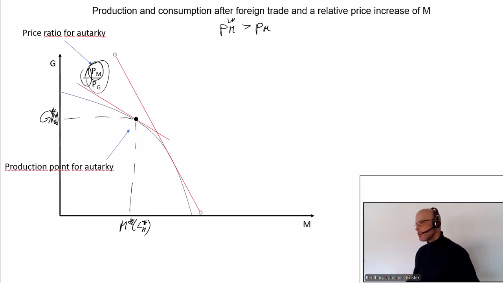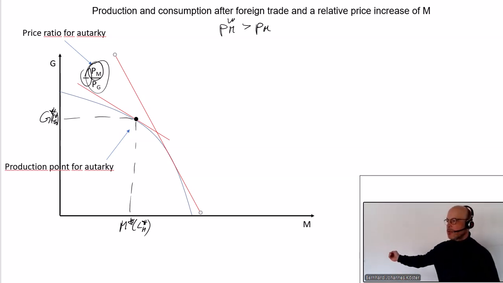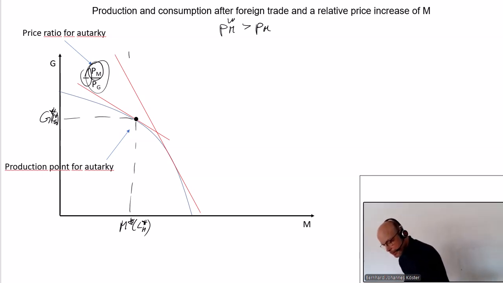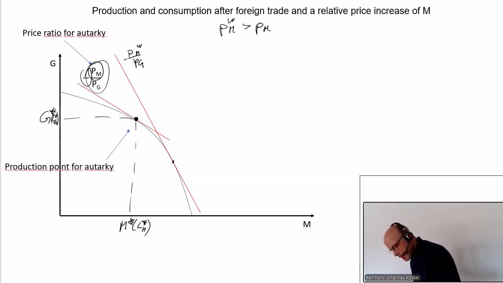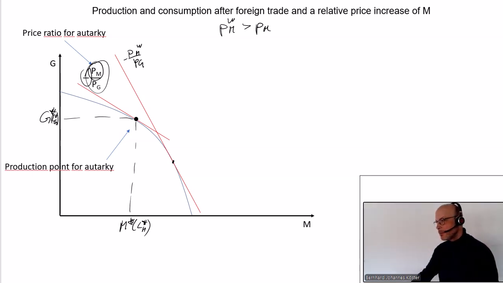The optimization process, as before in the labor market view, is still the same. Now, due to the new price ratio, PM over PG, minus is the slope, has again to be equal to the slope of the transformation curve, because nothing has changed for our production possibilities. Still, the blue curve represents our production possibilities. So we obtain a new trade equilibrium.